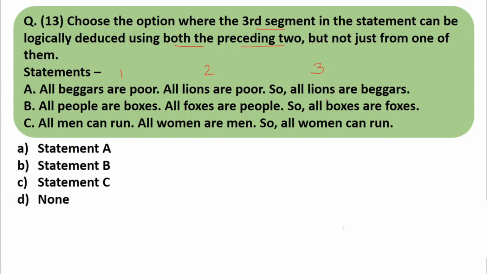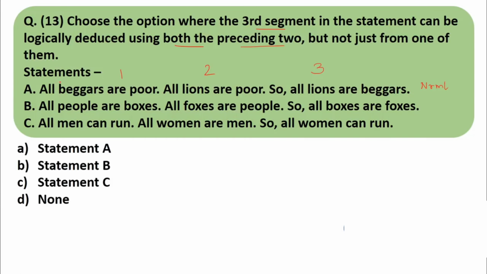So which of A, B or C is possible? Let us see. The third segment is the conclusion: all lions are beggars. There is no word like can be or possibility, so this is a normal sum, a normal statement. Generally you will never get possibility over here. You will get normal only. Normal is solved by income expenditure.